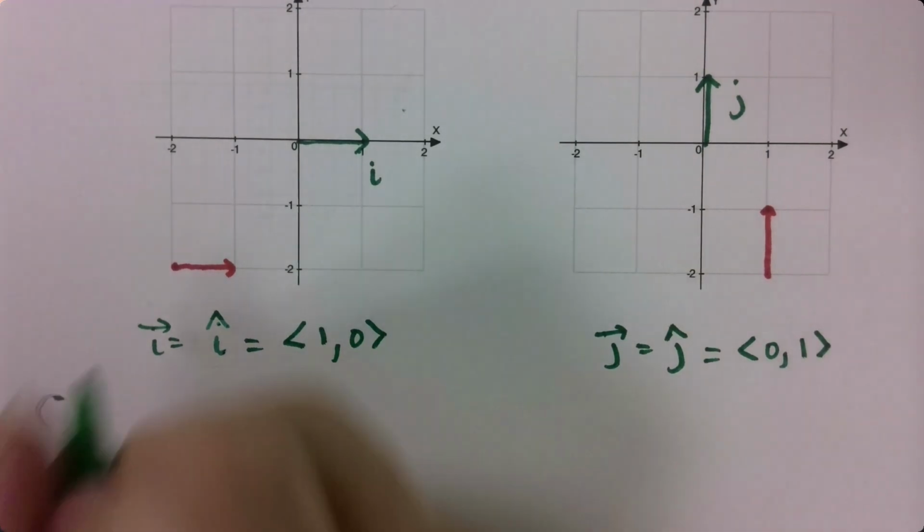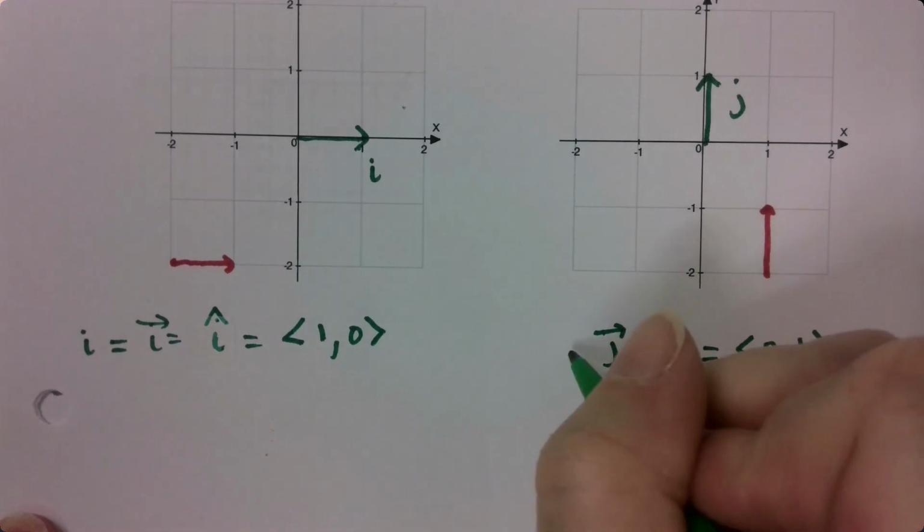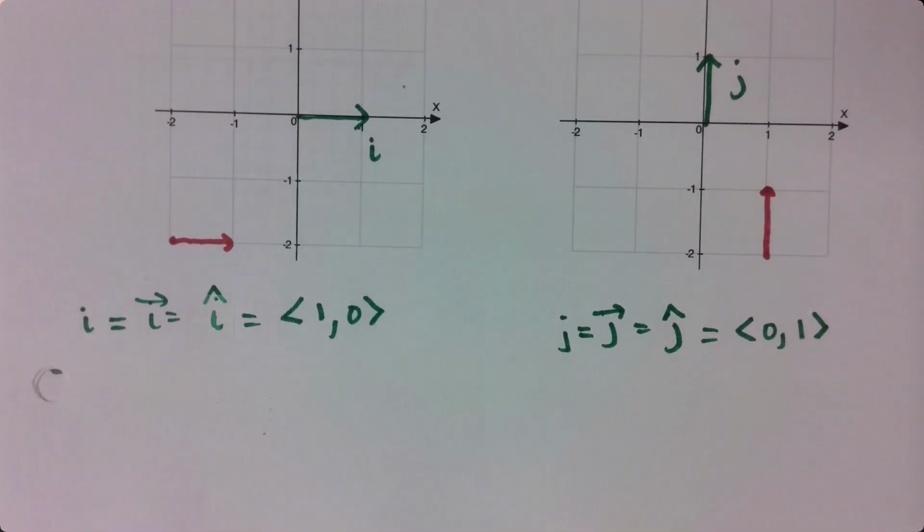Now, to be honest with you, these get used so much that we just abbreviate I and J a lot without actually putting the vector notation over it, but it's implied.